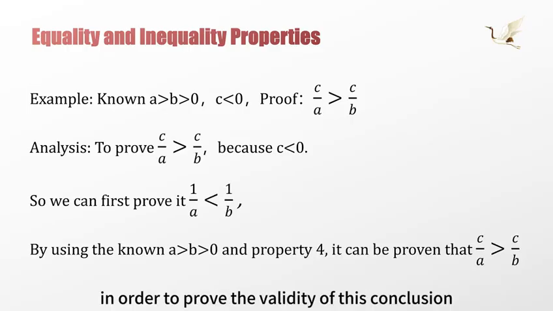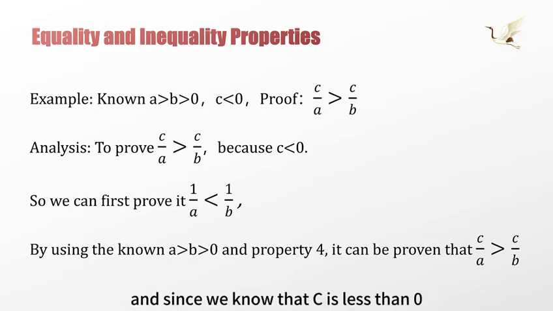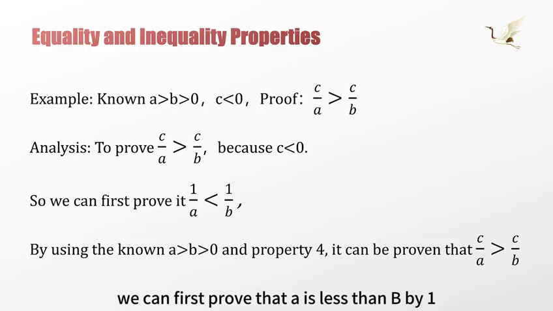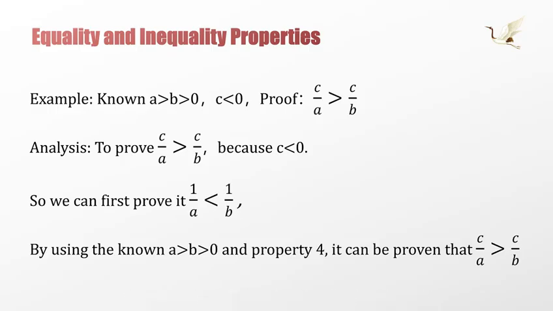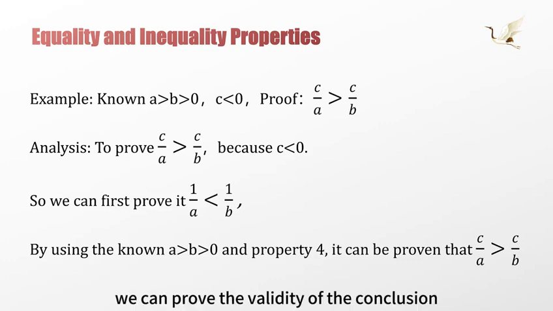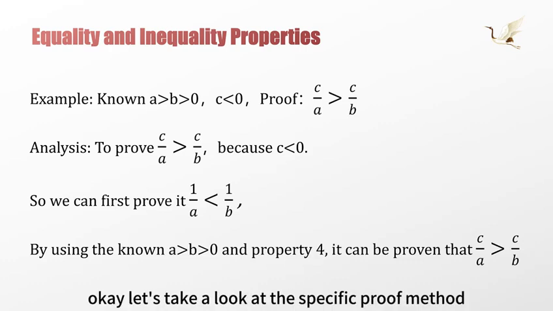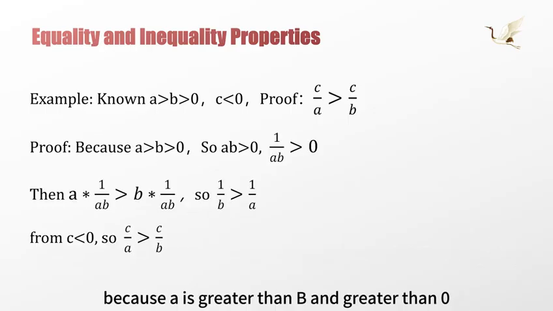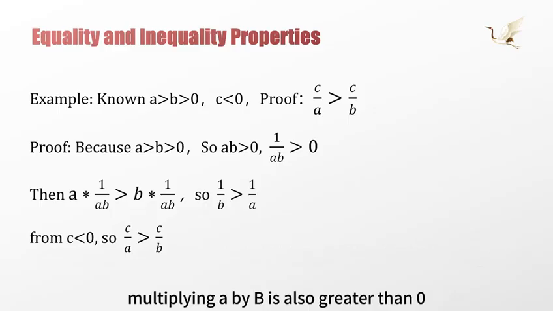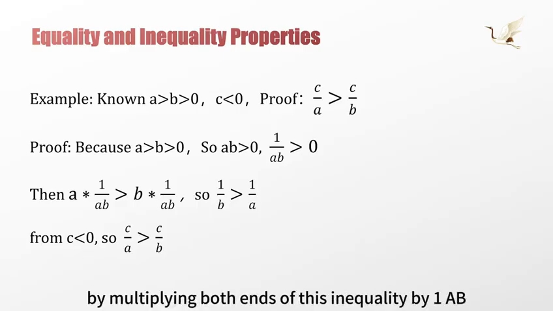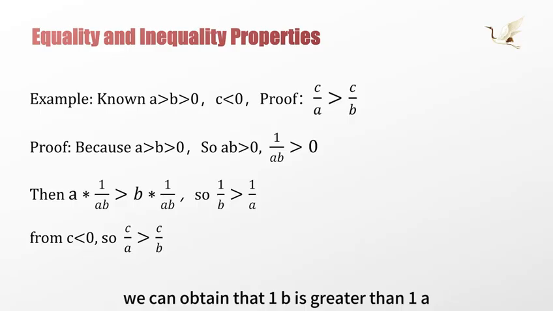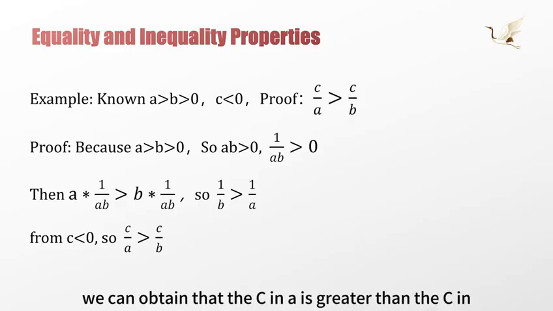Let's analyze that in order to prove the validity of this conclusion, and since we know that C is less than 0, we can first prove that 1 over A is less than 1 over B. By using the fact that A is greater than B and greater than 0, as well as property 4, we can prove the validity of the conclusion. Okay, let's take a look at the specific proof method. Because A is greater than B and greater than 0, multiplying A by B is also greater than 0, so its reciprocal is also greater than 0. By multiplying both ends of this inequality by 1 over AB, we can obtain that 1 over B is greater than 1 over A, and because C is less than 0, we can obtain that C over A is greater than C over B.